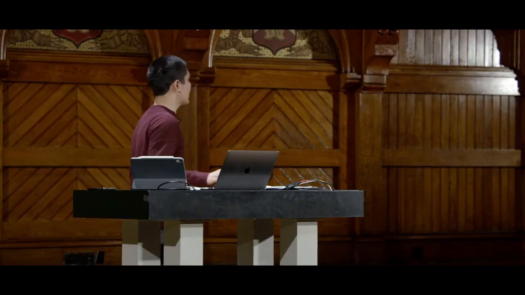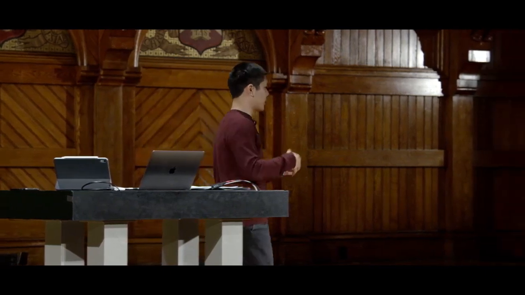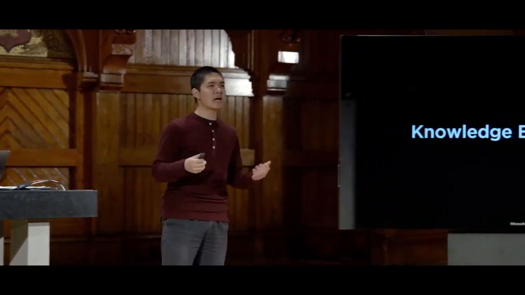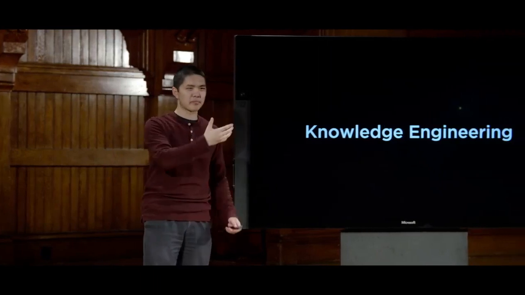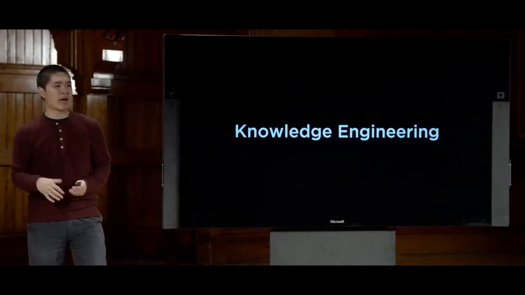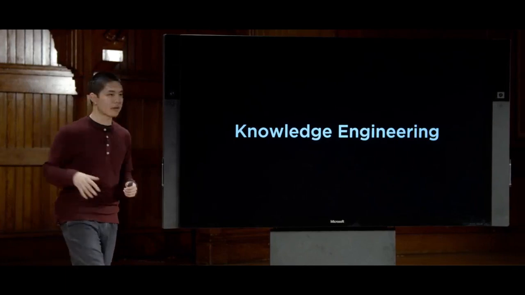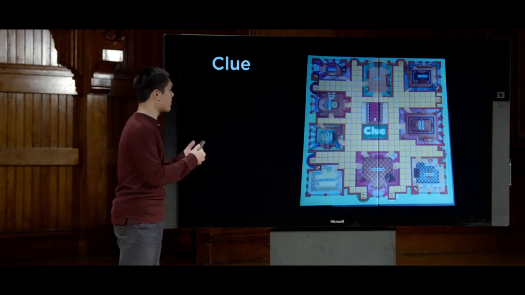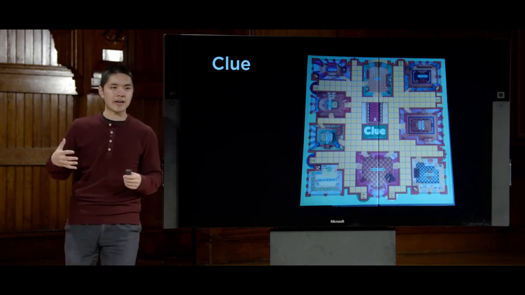So now we'll take a look at two or three examples of knowledge engineering in practice, of taking some problem and figuring out how we can apply logical symbols and use logical formulas to be able to encode that idea. And we'll start with a very popular board game in the US and the UK known as Clue. Now, in the game of Clue, there's a number of different factors that are going on.